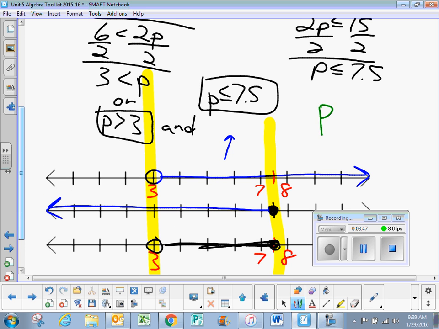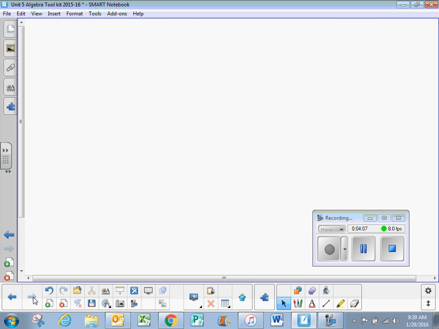So if I put my p in the middle, 3 is less than p, which is less than or equal to 7.5. Doesn't that make sense? Well, what is my answer? p is between 3 and 7.5, not including 3, including 7.5. So it kind of makes sense once you look at it that way. Oh, okay. It's starting to make sense now. Cool. All right.